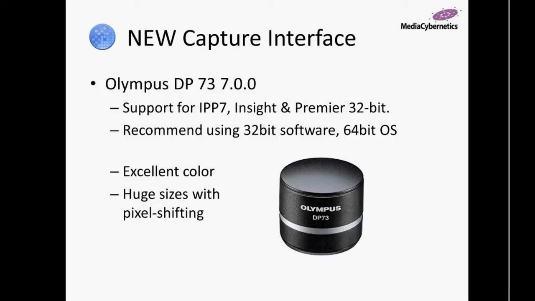We recommend using this with the 32-bit software of ImagePro Premier, but we recommend a 64-bit operating system and computer there. So this Olympus DP73 with excellent color and huge pixel sizes using their pixel shifting technology, now available in ImagePro Premier, specifically for the 32-bit version, and again for our Insight and ImagePro Plus customers as well. This will be releasing and posting on our website this week.